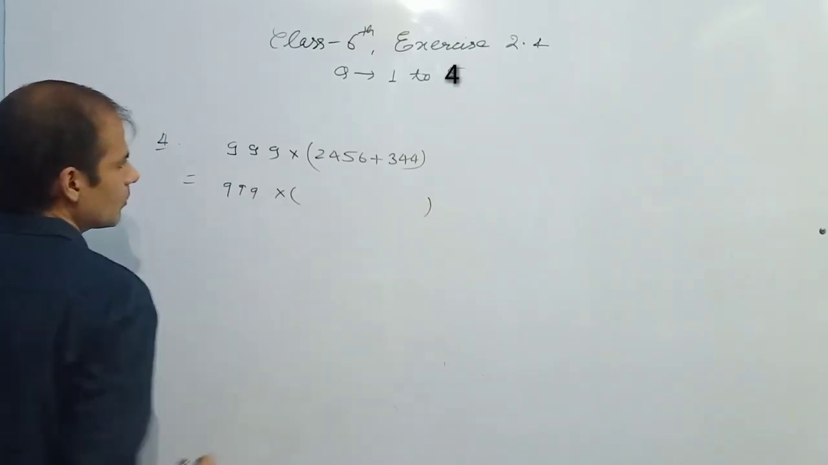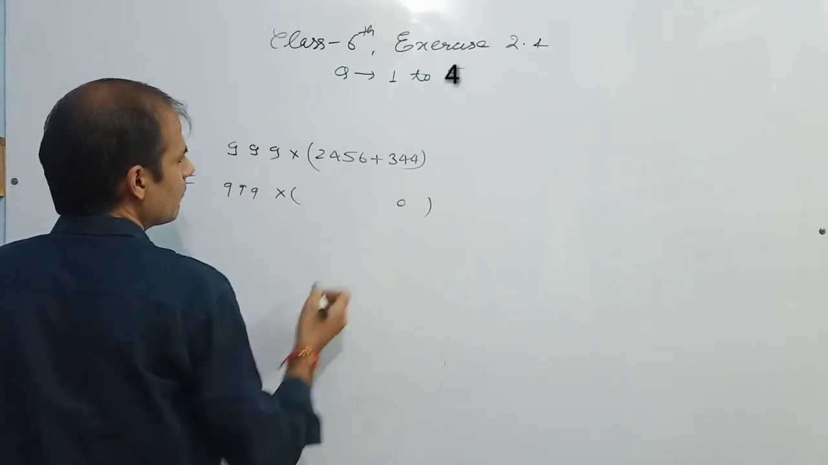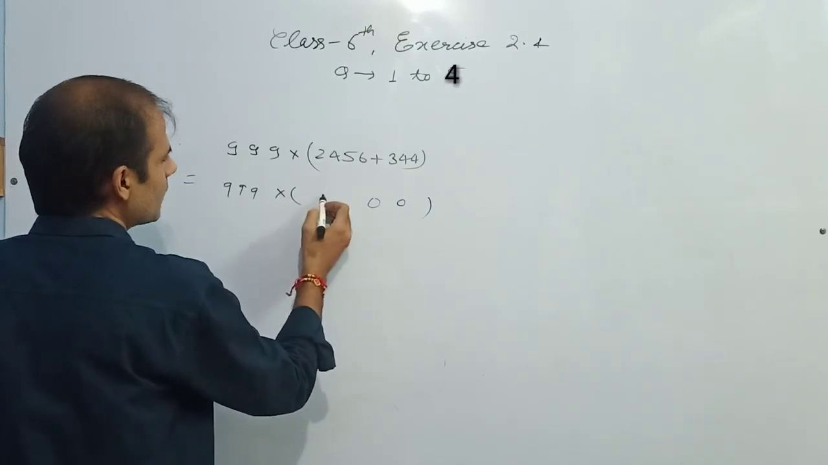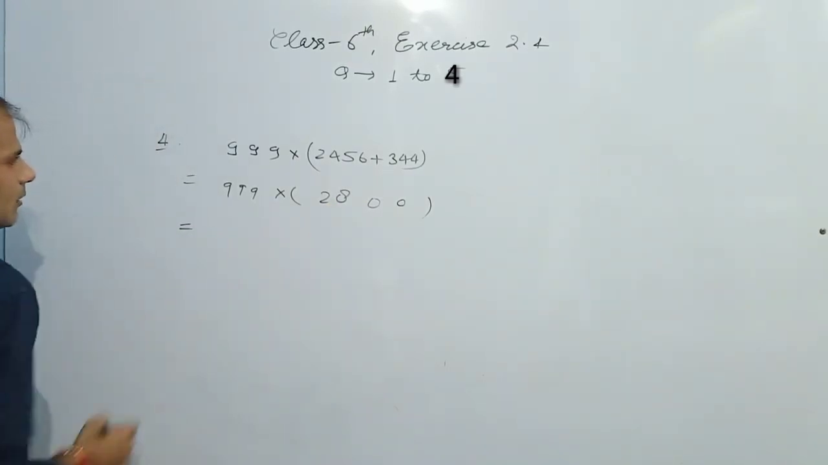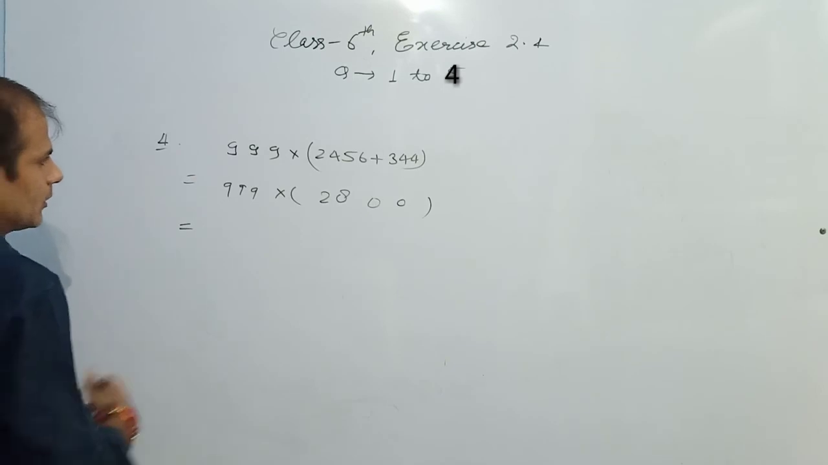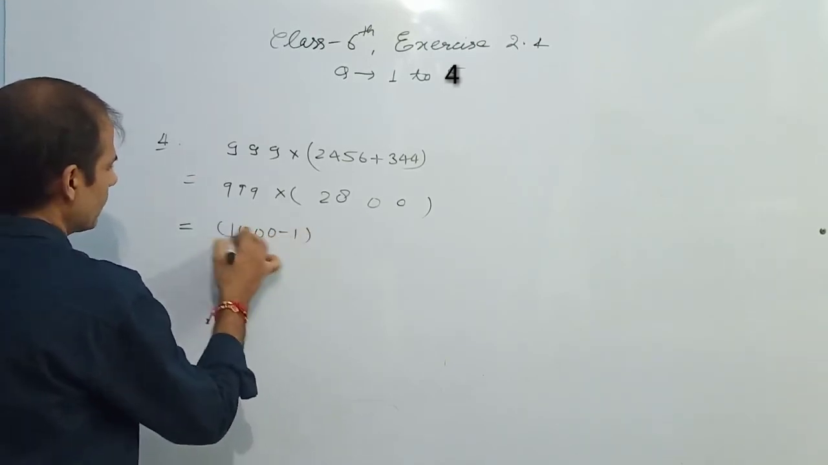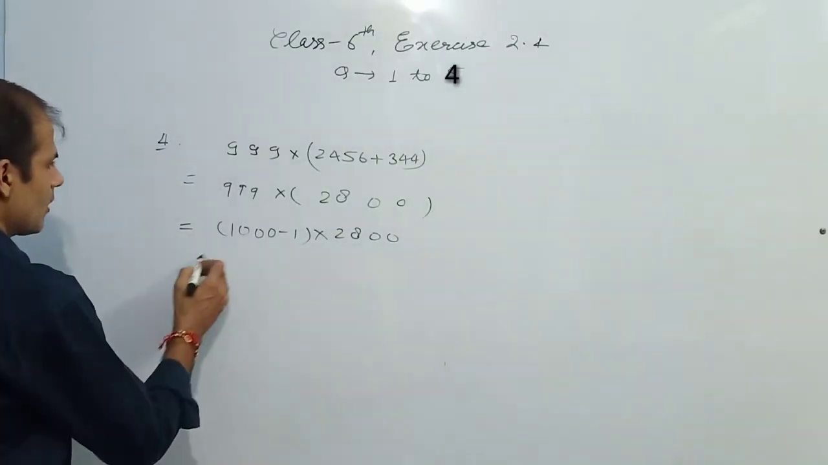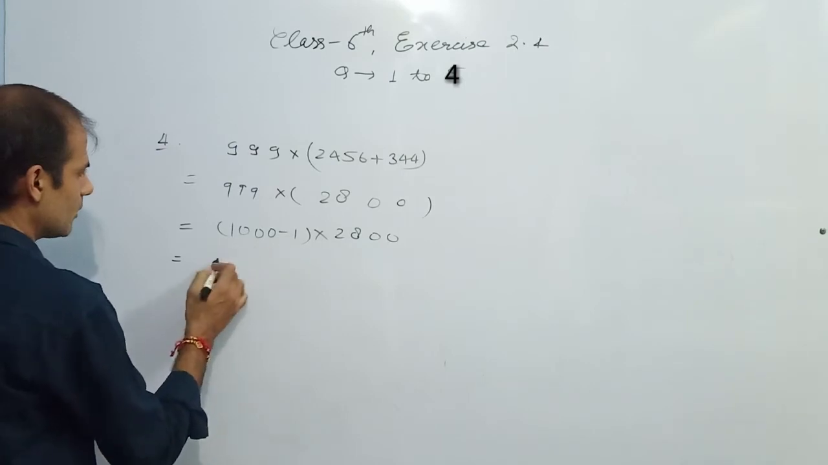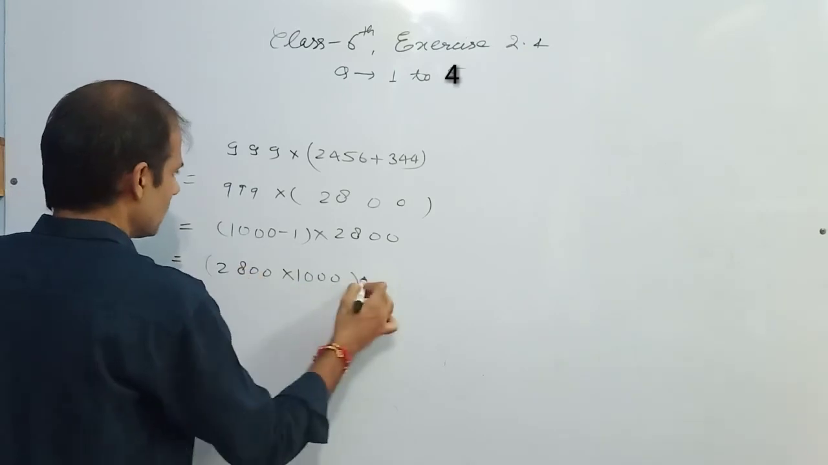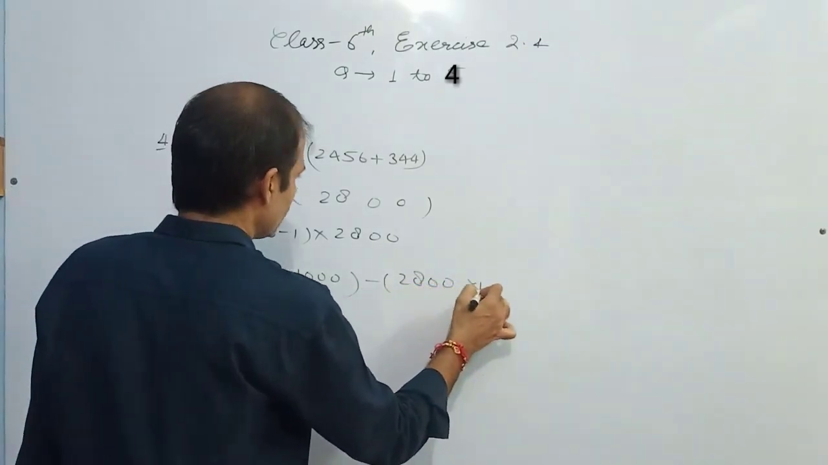999 into, find the addition: 4 plus 6 is 10, 1 carry, 5 plus 5 is 10, 1 carry, 3 plus 1 is 4, and 2 plus 4 is 6, giving 2800. Now we have to multiply. Do not multiply directly, use the property. It is 1000 minus 1 into 2800. Now multiply this value with both these. So it is 2800 into 1000 minus 2800 into 1.